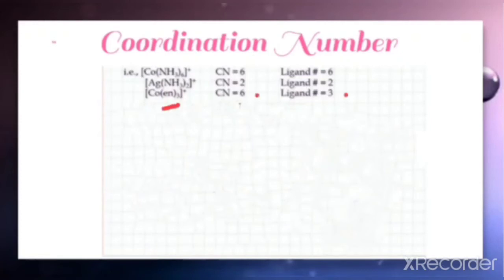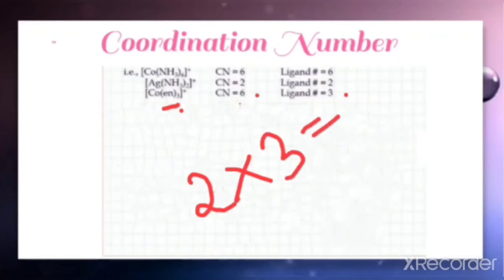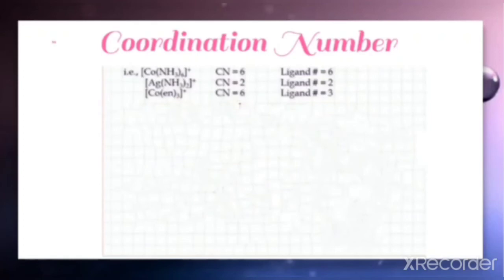Why? Because En appears 3 times. So only 3 ligands are present here. But each can form 2 coordinate bonds with the metal atom or the ion. That's why we have to multiply the 2 with this 3, because 3 ligands are present, so that is equal to 6. So the coordination number is equal to 6. What is clear from these cases is that the coordination number is equal to the number of ligands in the case of monodentate ligands, but in the case of bidentate or polydentate ligands, the number of ligands is not equal to the coordination number.